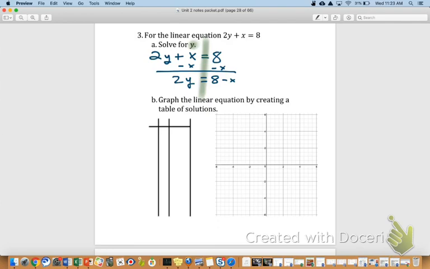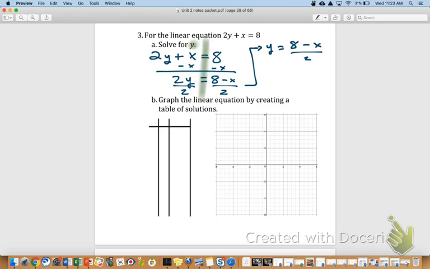Okay. Then we still have the 2. We decided we were going to handle that last. And we do what? Divide. We divide by 2 on both sides. And we get this. Here is where there's a variety of things you could do with this. If you just wanted to leave it as is, y equals 8 minus x over 2, you're welcome to do that.